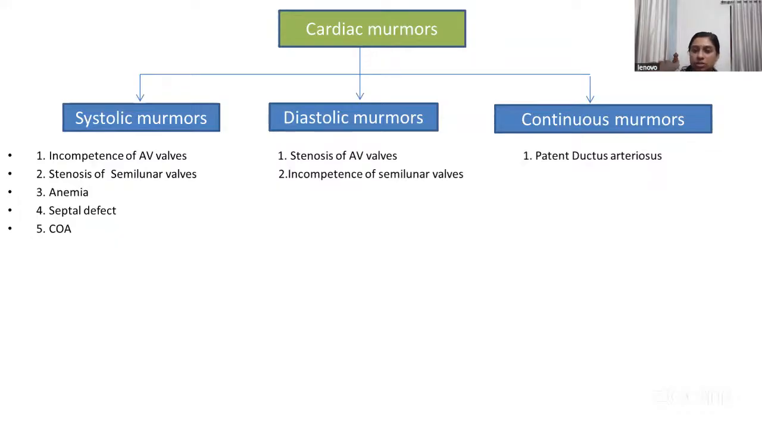Now, what is a murmur? A murmur is a sound produced due to the turbulence of blood flow inside the heart. Other than heart sounds, the turbulence or rapid flow of blood causes murmurs. Basically they can be divided into systolic murmurs, diastolic murmurs and continuous murmurs. The causes of systolic murmurs are incompetence of AV valves, stenosis of semilunar valves, anemia, septal defect, and coarctation of aorta. Diastolic murmurs can be due to stenosis of AV valves and incompetence of the semilunar valves, and continuous murmurs can occur in patients with patent ductus arteriosus.